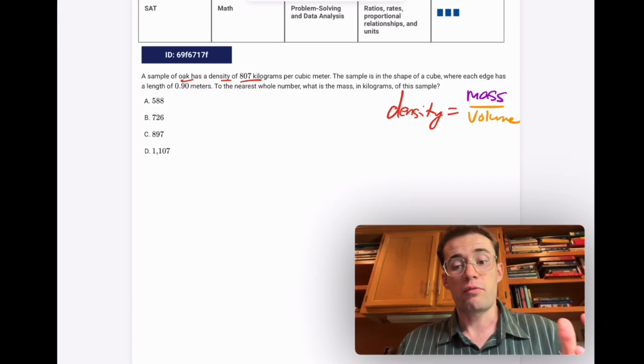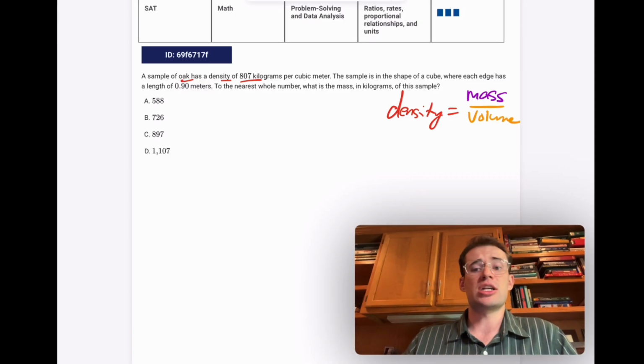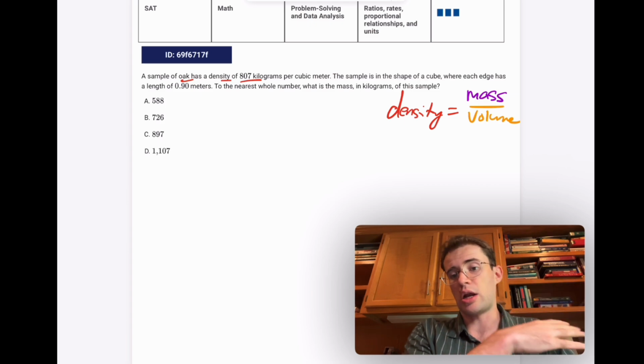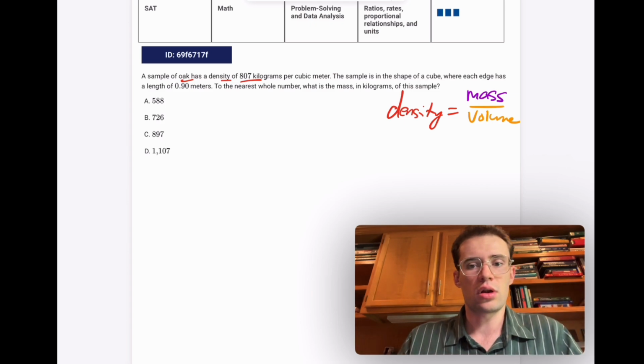Make sure you know that formula. You've probably used it in physics and chemistry class. You probably even used it in middle school, in more general science classes, and maybe even in elementary school you could have heard of it.